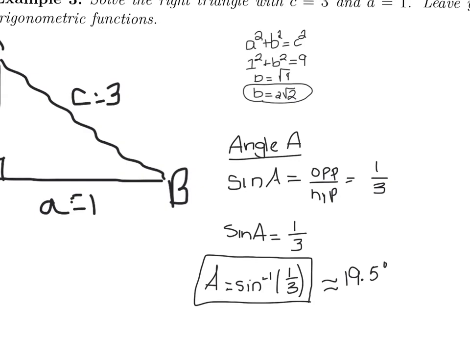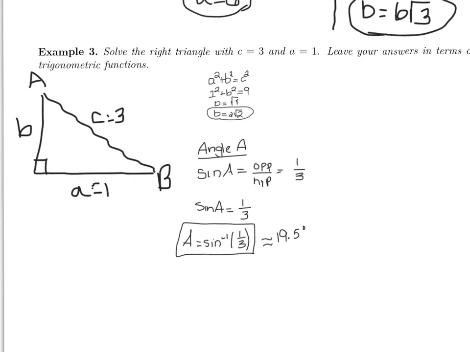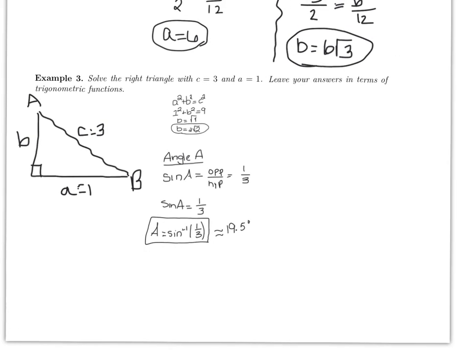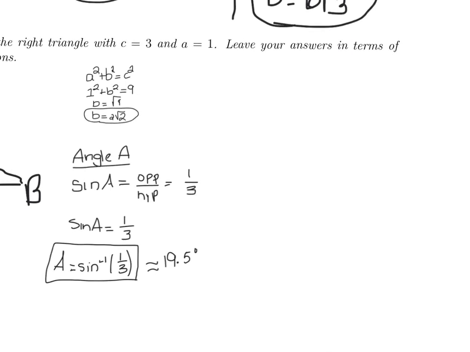So now all we have left to do is find angle B. Similarly, in this case, you can use any of the trig functions. I tend to use sine when I can use any of them just because it's the first one in SOHCAHTOA, but you can use any of them. So sine of B is opposite B over hypotenuse.